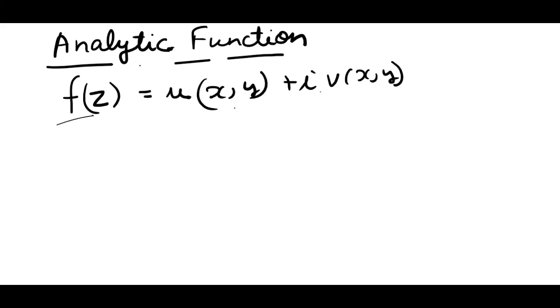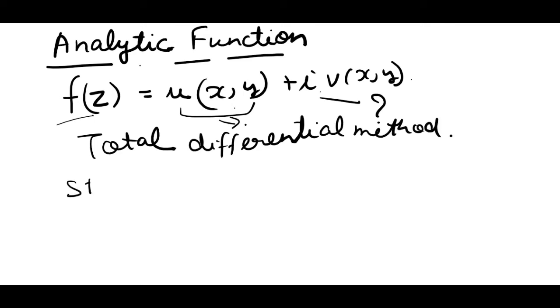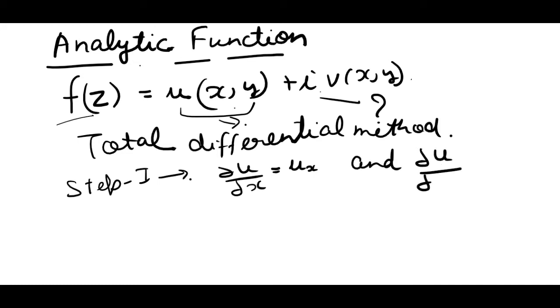Okay, now let us consider f(z) to be an analytic function of u and v, and u is given to you and you have to find v. Then what are you going to do? Then we are going to use the total differential method. So in this method, what we are going to do? Step 1. First we are going to find del u by del x, which is partial differentiation of u with respect to x, which we'll now write as this, and find del u by del y.